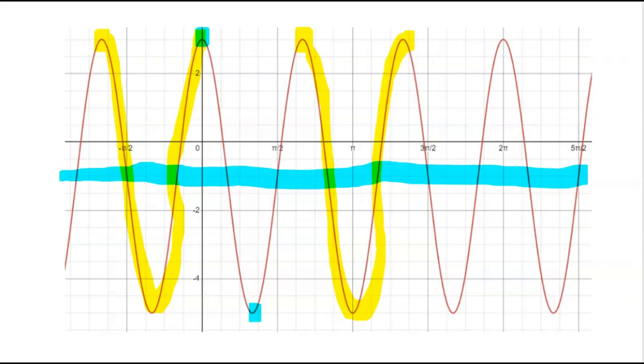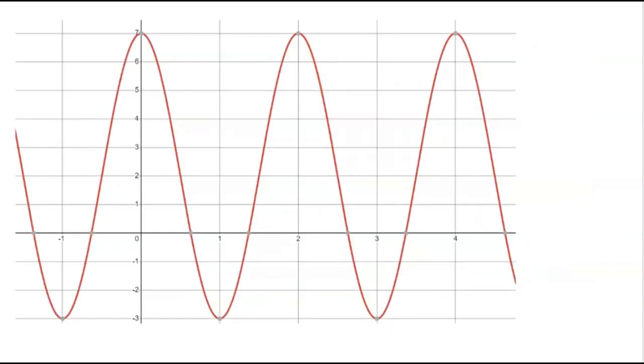All right, so let's look at that second task now where we're going to work backwards. We're going to start with a graph. So here is a graph, and I want you to identify the key features of the graph and then create a function from the graph. All right, so let's identify the key features.